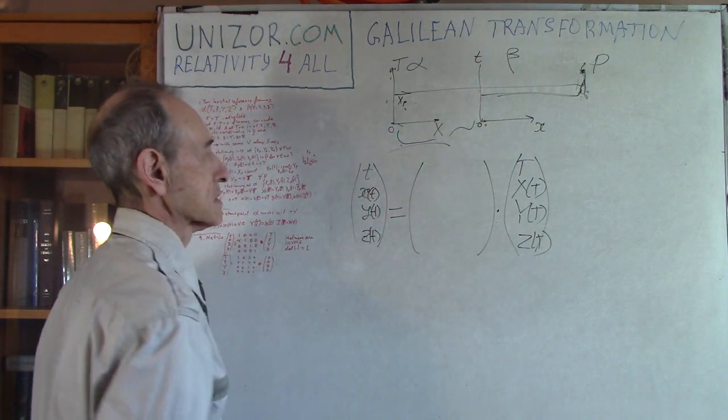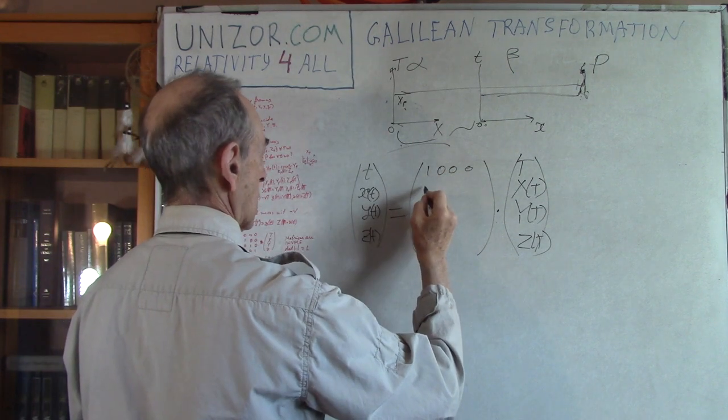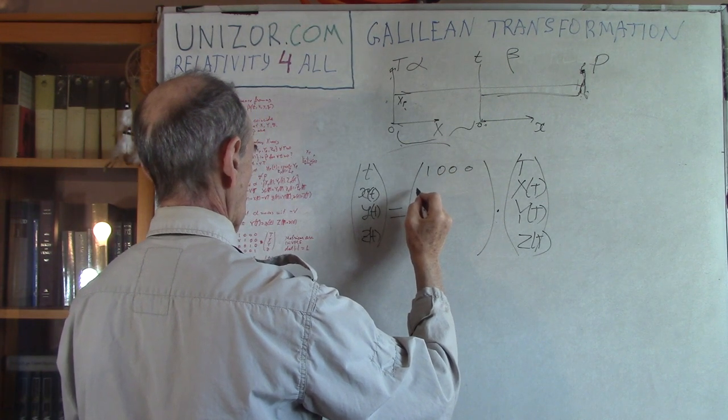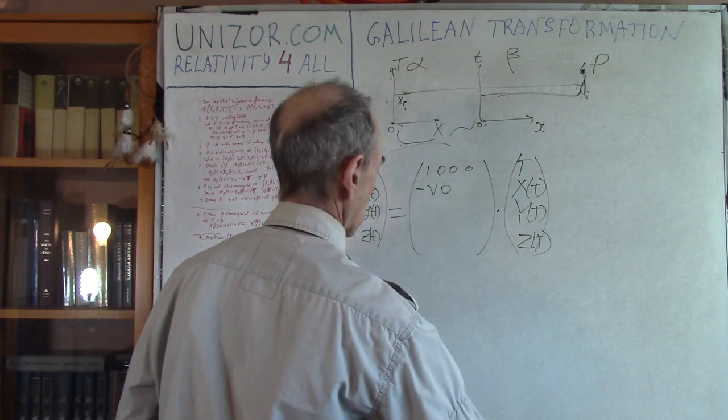So what's the matrix here? Well, this matrix is very simple. 1, 0, 0, 0, minus V, 1, 0, 0, 0, 0, 1, 0, 0, 0, 0, 1.